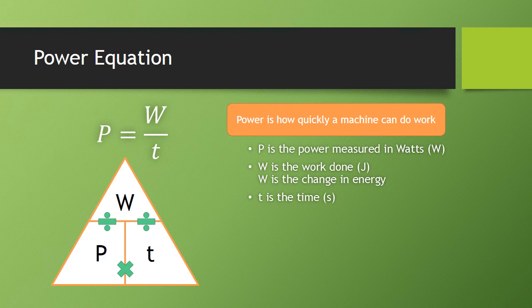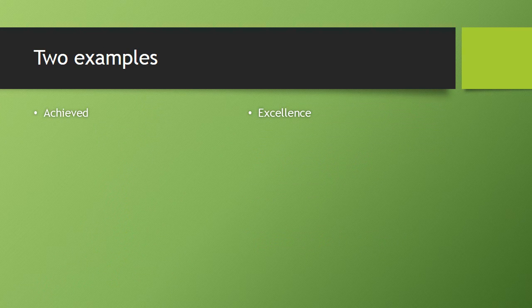One other point to note is that 1 horsepower is equivalent to approximately 750 watts, and that's an old unit for power. I'm now going to look at two examples. The first one is an achieved level example, and the second one is excellence. You can choose to watch one or the other, or both.